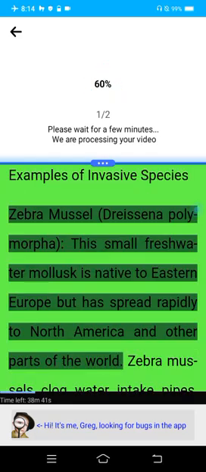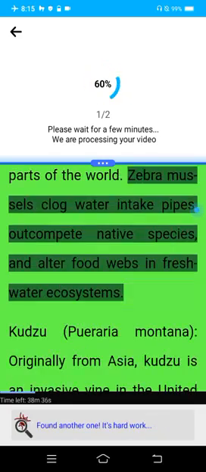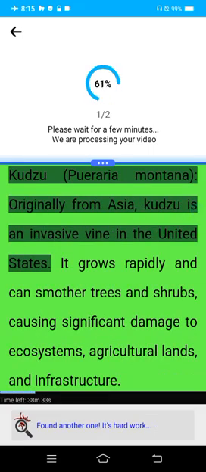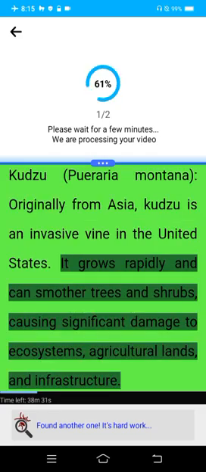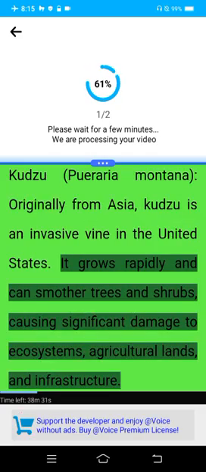Examples of invasive species. Zebra mussel, Dreissena polymorpha. This small freshwater mollusk is native to Eastern Europe but has spread rapidly to North America and other parts of the world. Zebra mussels clog water intake pipes, outcompete native species, and alter food webs in freshwater ecosystems. Kudzu, Pueraria montana, originally from Asia. Kudzu is an invasive vine in the United States. It grows rapidly and can smother trees and shrubs, causing significant damage to ecosystems, agricultural lands, and infrastructure.